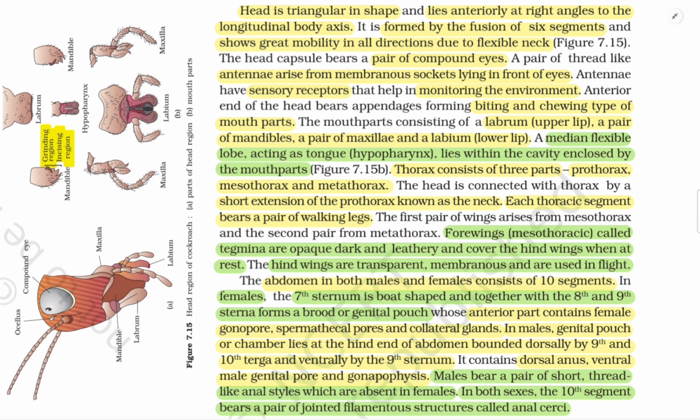The head is connected with the thorax by a short extension of the prothorax known as the neck. Each thoracic segment bears a pair of walking legs. The first pair of wings arises from the mesothorax and the second pair from the metathorax. Forewings, known as mesothoracic tegmina, are opaque, dark, and leathery and cover the hind wings when at rest. The hind wings are transparent, membranous, and are used in flight.